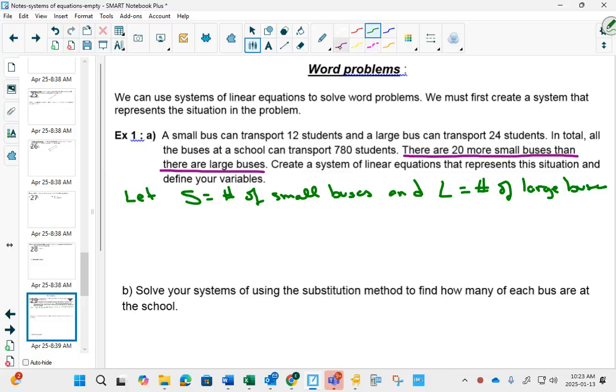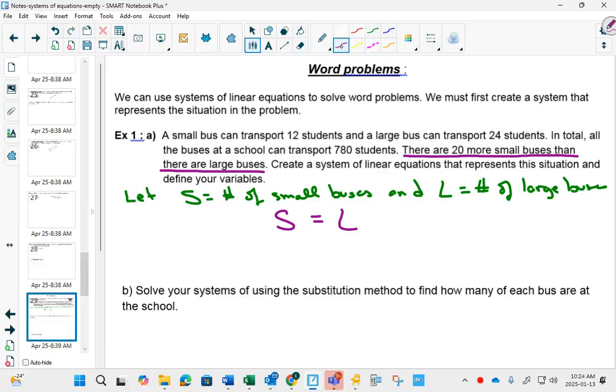Now in purple, I underlined that there are 20 more small buses than there are large buses. So I'm going to try to make an equation, and an equation makes things equal. It's obviously not true that there's the same number of small buses as large buses. This is currently wrong, that small buses equal large buses. Could I do something to this to make them equal?